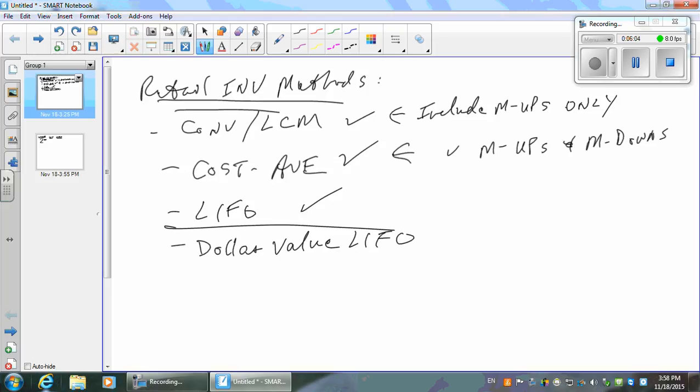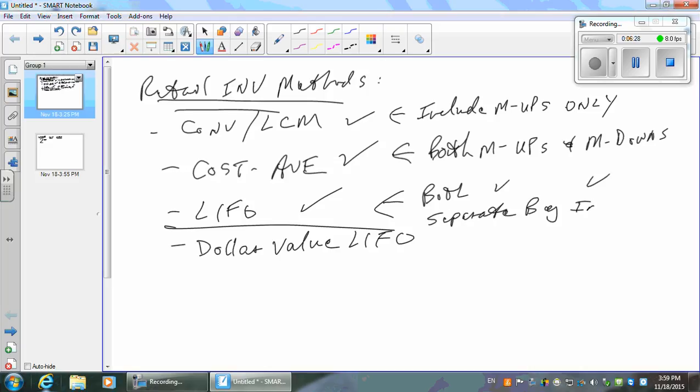What do we do different for LIFO? We include both markups and markdowns, right? Okay, this is both also. Include both markups and markdowns. But what's different about LIFO? Separate the beginning inventory. Yeah, that's it. And we knew that anyway, didn't we? Because we've been doing it all along.